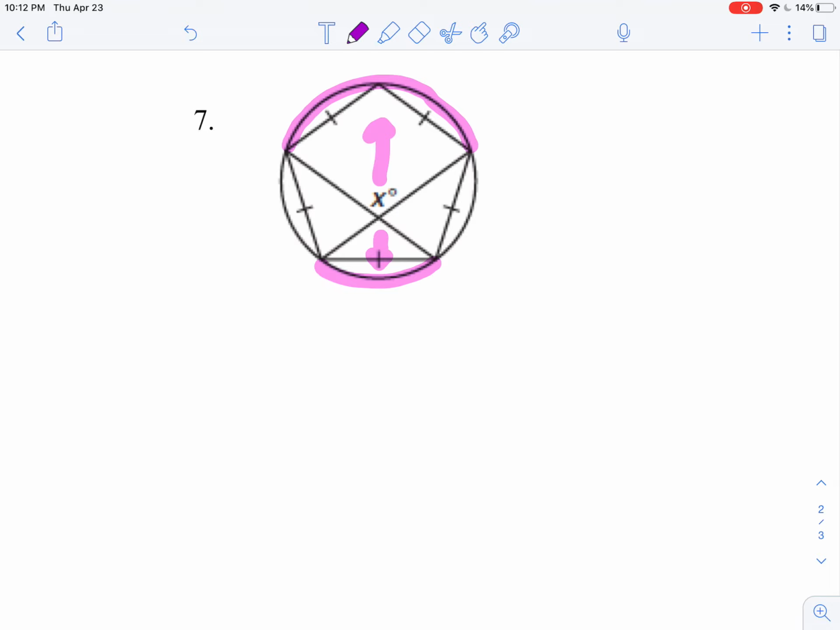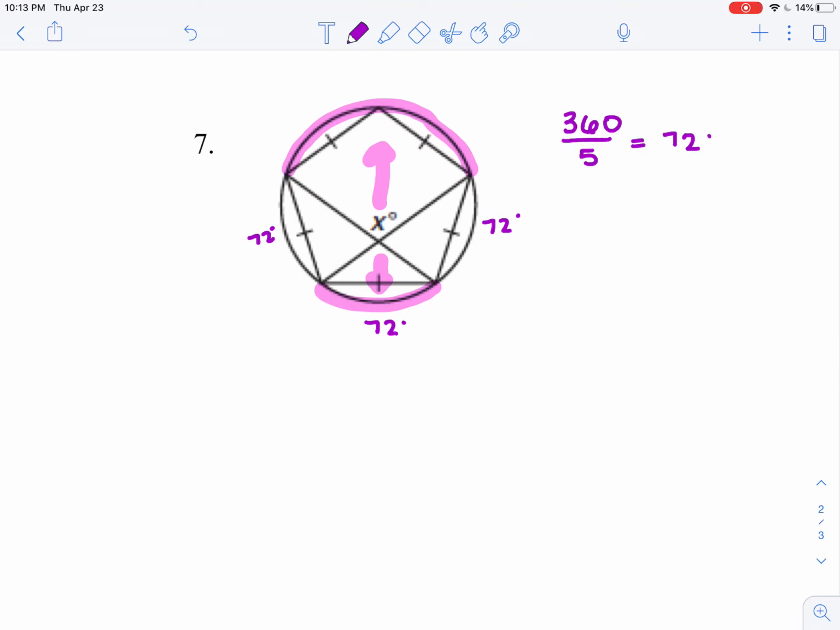Notice it's a regular pentagon. So if I split this circle into 5 congruent arcs, 360 divided by 5 means that each one of these little arcs is 72 degrees. So at the bottom, this is 72, 72, 72. But the arc that we need at the top is made up of 2 of these little arcs, which together form 144 degrees. Once I figure that out, I can solve for x.